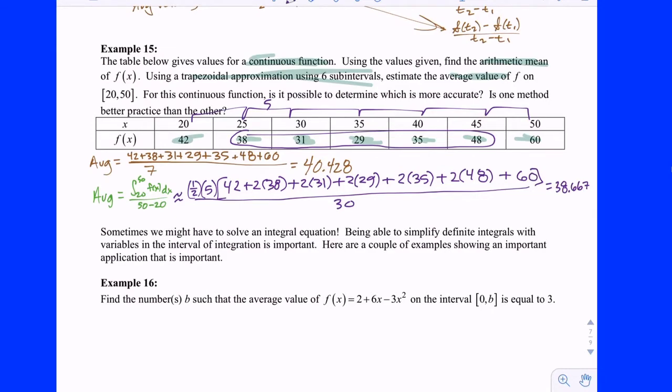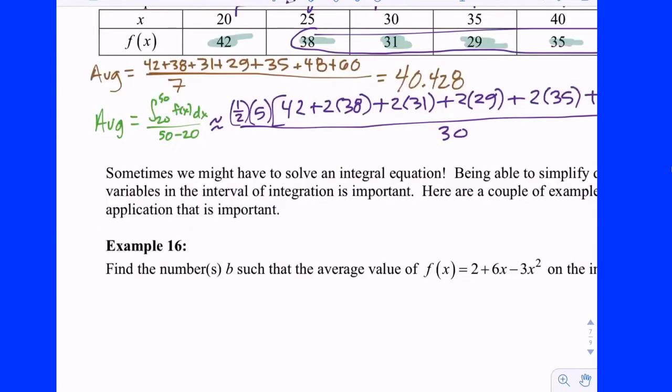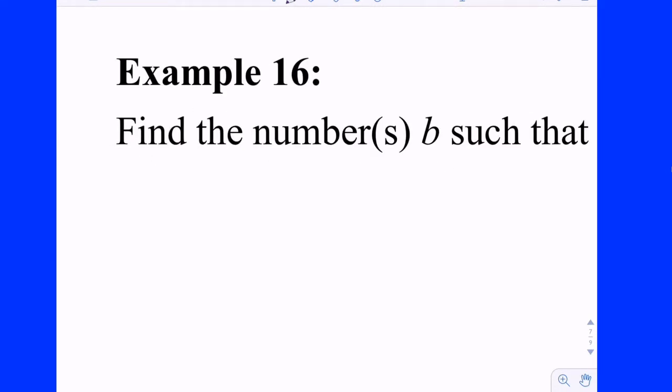Here we go. It says sometimes we might have to solve an integral equation. That's good to know. Being able to simplify definite integrals with variables in the interval of integration is important here. Okay, I don't usually like to read that stuff. Okay, example 16. Let's just see what it is.